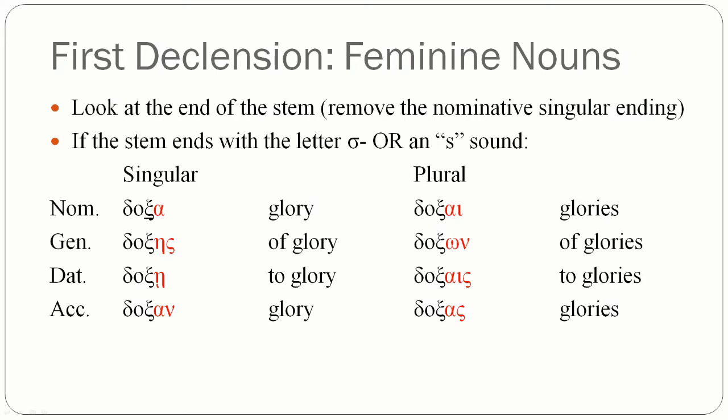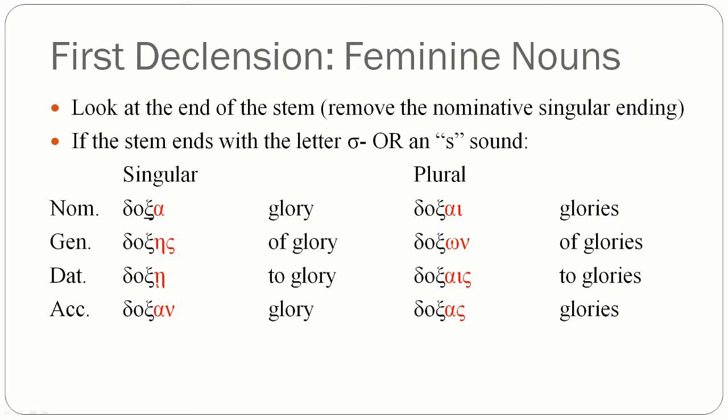For example, this word doxa. It does not end with a sigma. It ends with a xi, but the xi has that S sound kind of as part of it, right? It's a KS sound. So this is still considered in this chart. So let's look at this one. The nominative singular looks exactly the same as hemera. You've got the alpha ending there, so that looks nice and familiar. But then notice the genitive singular will change.